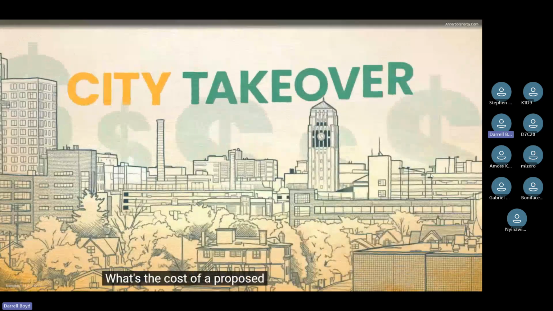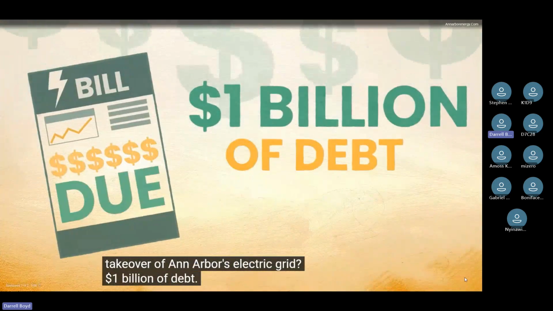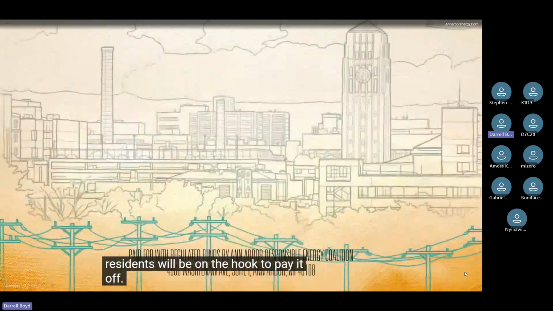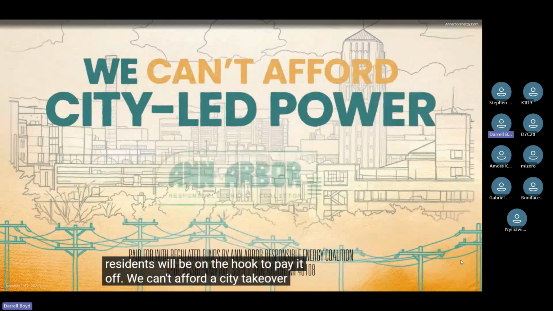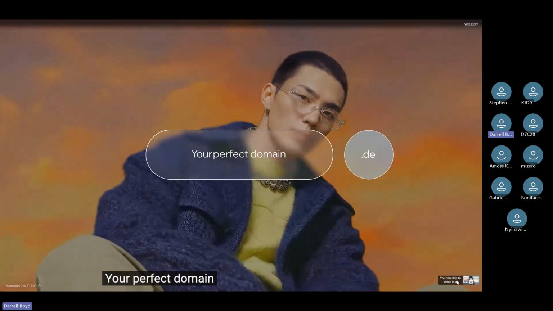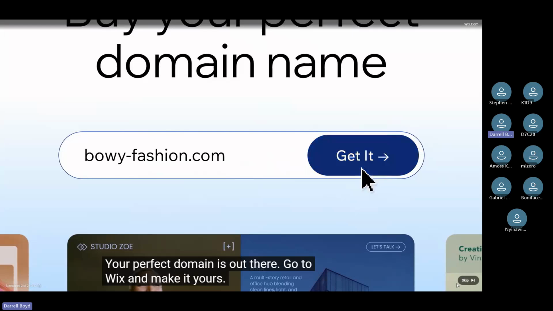What's the cost of a proposed city takeover of Ann Arbor's electric grid? $1 billion of debt. And Ann Arbor residents will be on the hook to pay it off. We can't afford a city takeover of our power. Your perfect domain is out there. Go to Wix and make it yours.